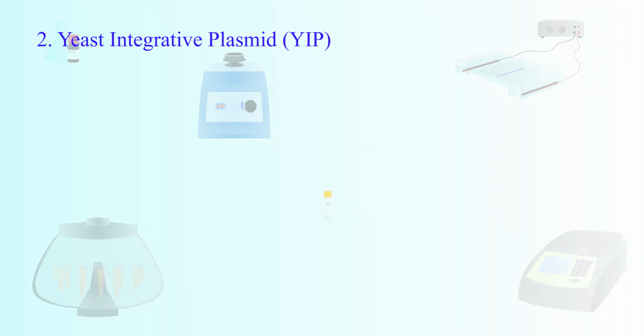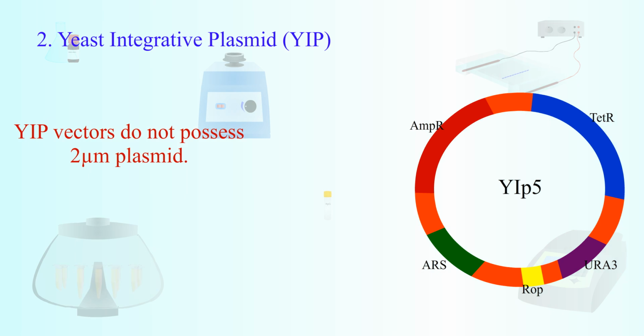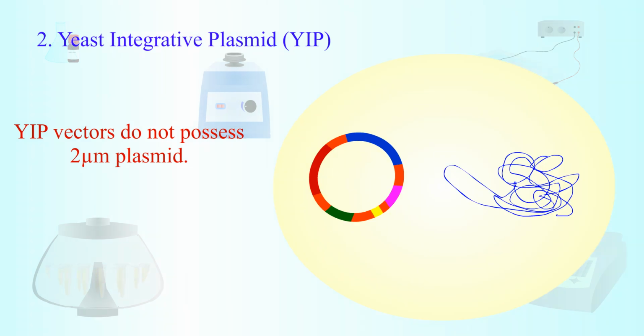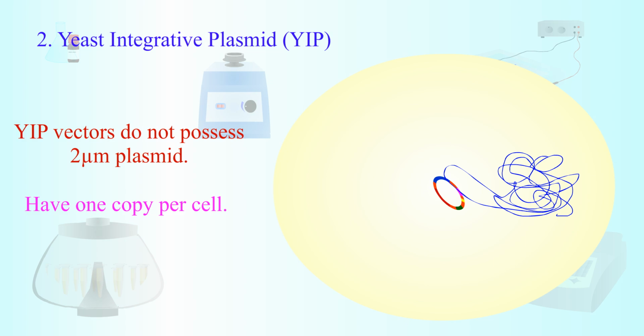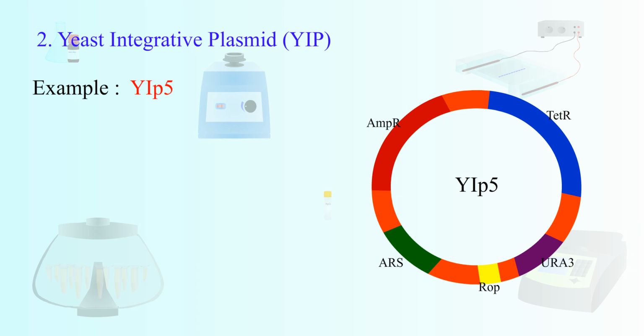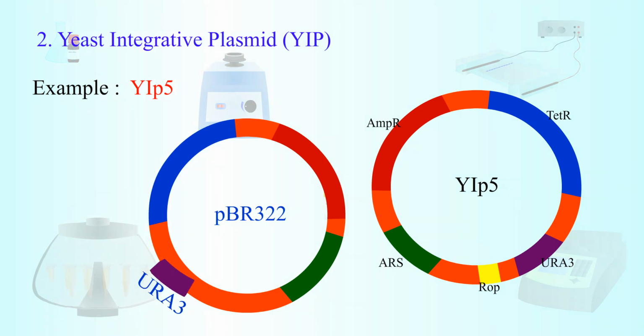2. Yeast integrative plasmid, or YIP. YIP vectors do not possess 2μm plasmid. Hence, they cannot be replicated independently. Instead, they have to be integrated into the chromosomal yeast DNA for survival. They only have one copy per cell. Example: YIP5, created by inserting the URA3 gene into the backbone of pBR322.